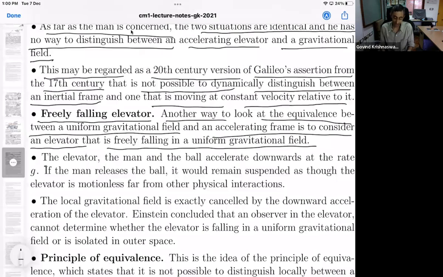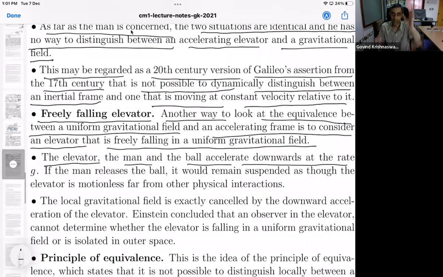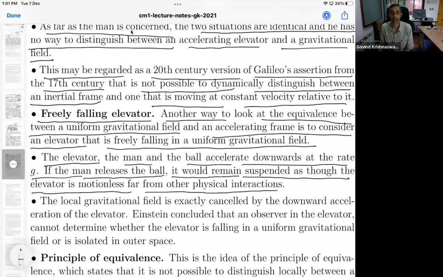Now the elevator, the man, and the ball all accelerate downwards at the rate g. Okay, the whole thing is freely falling. It's in a tall building, so it falls for some time, I hope. So if the man releases a ball, what will it do, or what will the man perceive? Well, he will perceive that the ball simply remains suspended as though the elevator is motionless, far from other physical interactions. So even though the elevator is above the Earth, what the man actually sees, he lets go of the ball, but the ball simply remains there, doesn't fall.